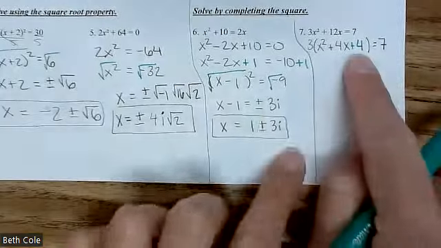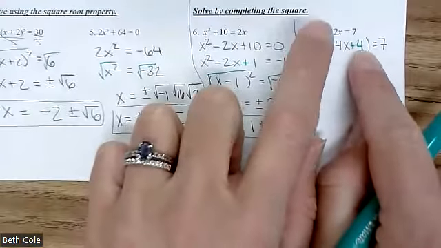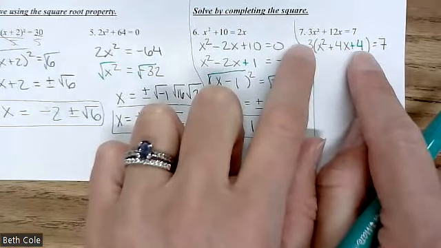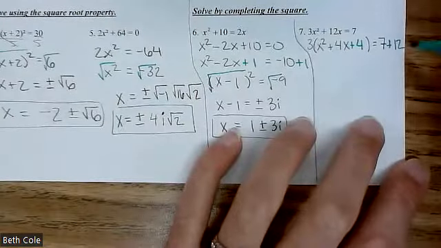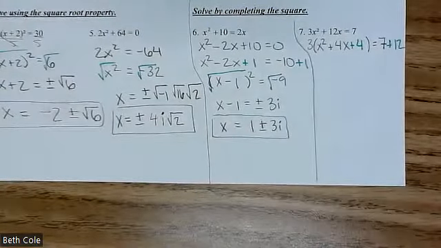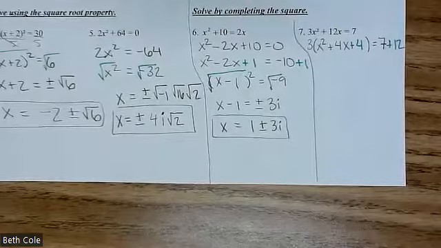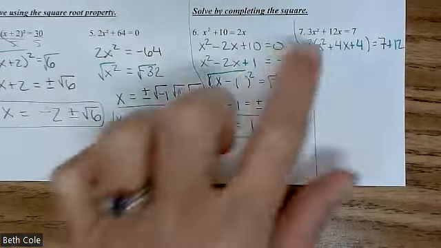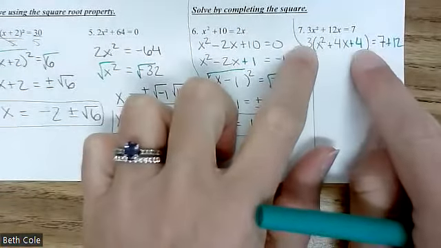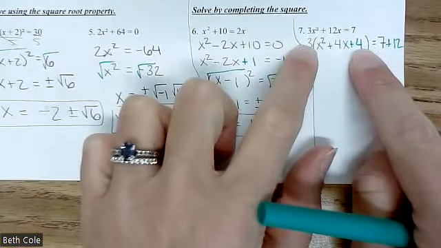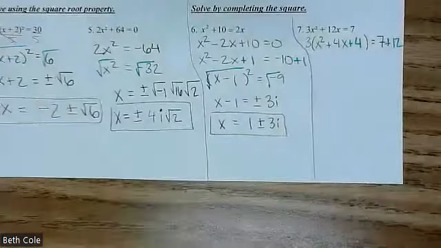Now, we didn't really add a 4. We really added a 3 times 4. So you're going to add 12 to the other side. I know that's a confusing step. Just remember, if you have that number out front, all you do is multiply those together. That's all it is. 3 times 4 is 12. That's what you add over there.